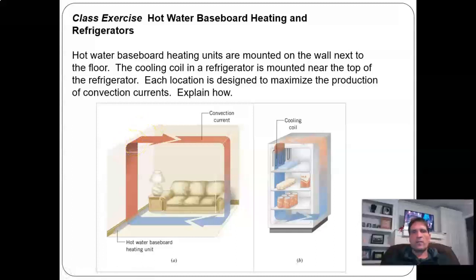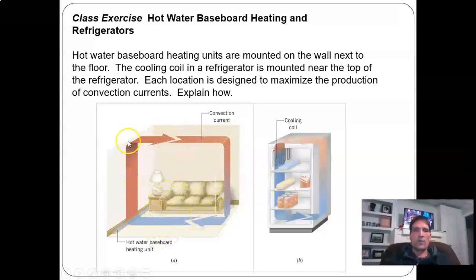So stop your video, think for a minute here. Okay, now we're back, and it's just that buoyancy thing again, right? If we put the baseboard heating near the floor and we heat this air up right next to the baseboard heater, it's going to be less dense and it's going to rise, right? And we want it to rise. And then the cold air sinks, because then we get this circulation of heat, this transfer of heat, and we circulate it through the room.